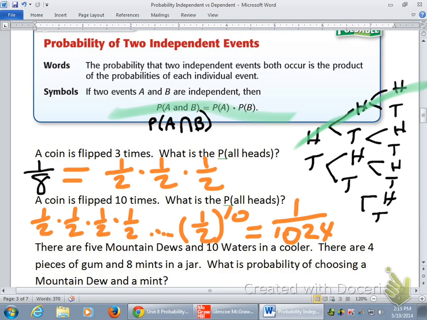All right. So those things are independent of each other. So the 5 Mountain Dews would be 5 Mountain Dews out of 10 possible drinks times 4 pieces of gum out of 12 possible pieces of candy. But you see that the candy had nothing to do with the drinks, and the drinks had nothing to do with the candy. So this is independent. So of course you just multiply and you get 20 over 120. Is that right? Yeah. Which is 1/6, which is whatever percentage that is.